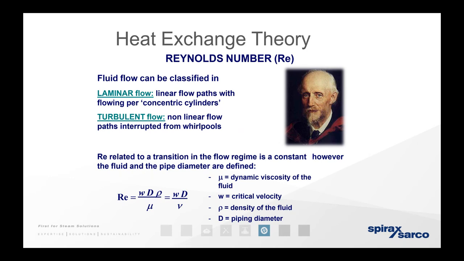However, the fluid in the pipe diameter is defined by, so here we have mu, it's not U, it's mu, isn't it? Equals dynamic viscosity of the fluid. W equals critical velocity. Rho equals density of fluid, and D is the piping diameter. So we can use that as Re equals WDρ over μ equals WD over ν. So any questions at that point? No questions, Nick. So how can we use that formula? So we'll expand on that now.